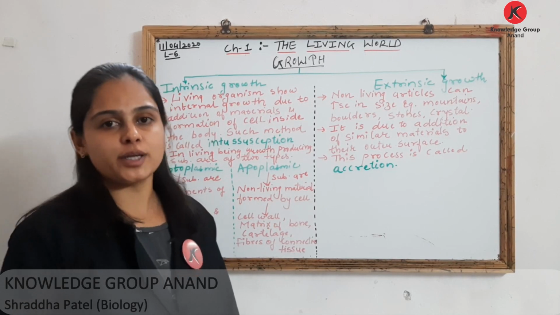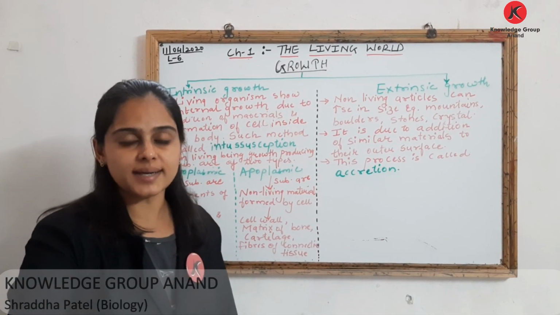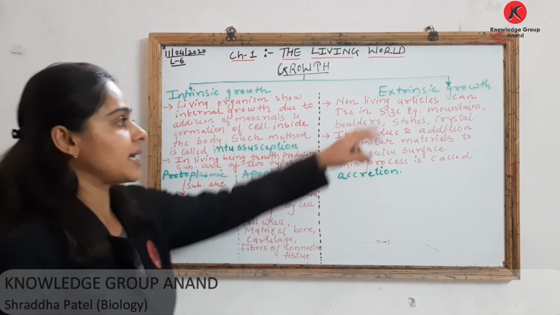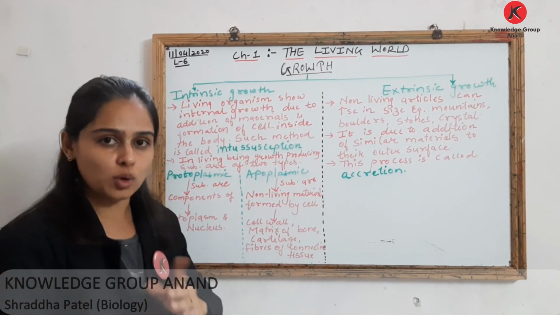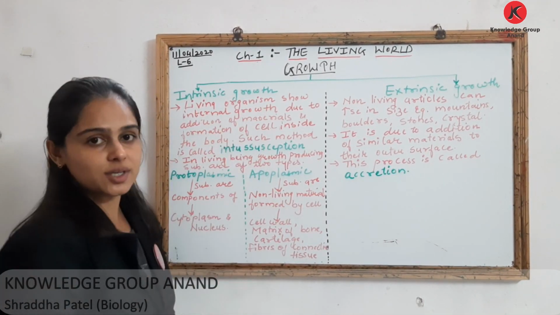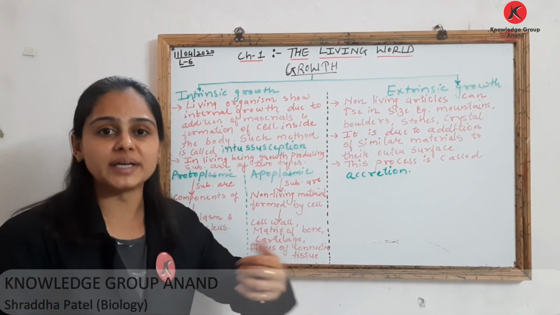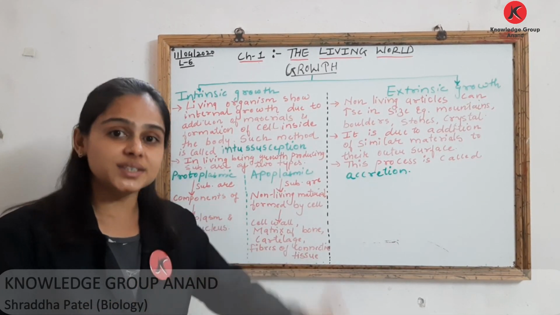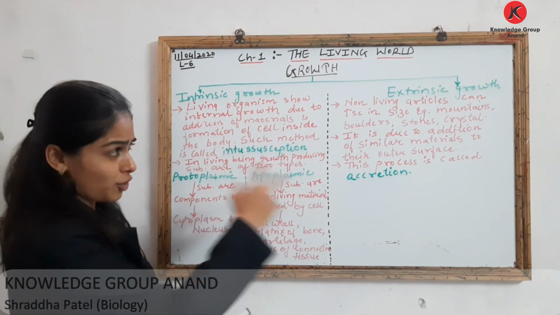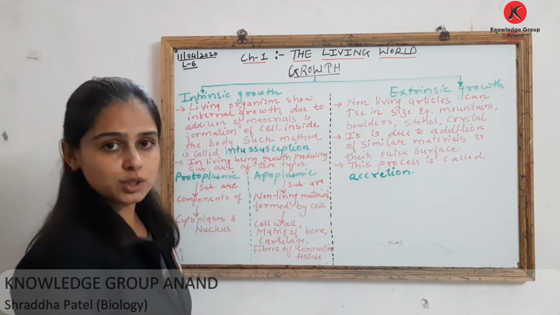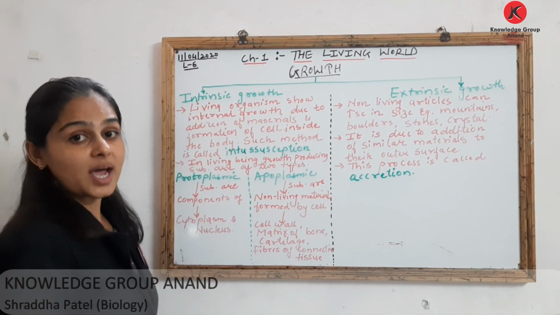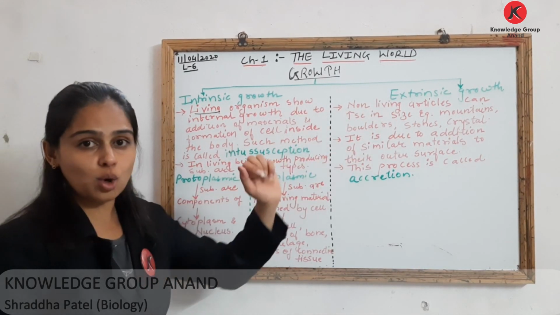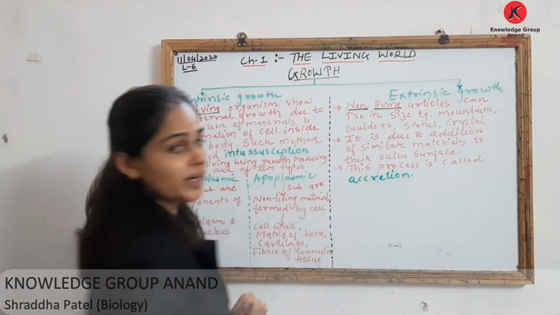Once again, I have classified growth into two categories, as you can see over here, that is intrinsic growth and extrinsic growth. Intrinsic growth you can also call internal growth and extrinsic growth you can also call external growth. Now we are starting with your intrinsic growth. As the name suggests, intrinsic means internal. The growth happening here is happening inside the organism, internally. Okay. So before this, one most important difference between the two. Intrinsic growth is exhibited by living organisms and extrinsic growth is exhibited by non-living objects.